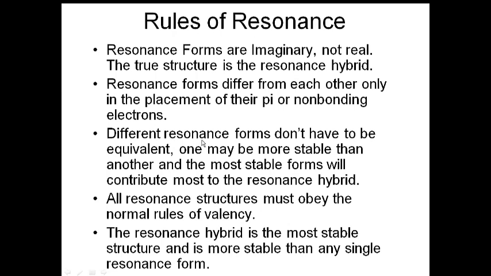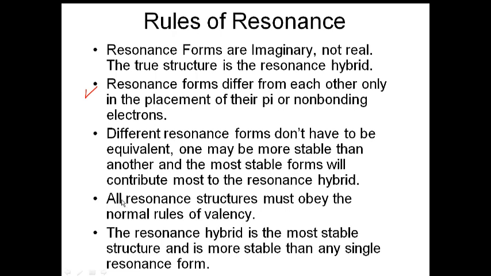Different resonance forms don't have to be equivalent. And by equivalent, I mean equivalent energy. One may be more stable than the other, and so we'll have to talk a minute here about what the resonance hybrid is and how these things contribute to the resonance hybrid. So we've seen this example, that resonance structures differ by their placement of their multiply bonded electrons and non-bonding electrons.